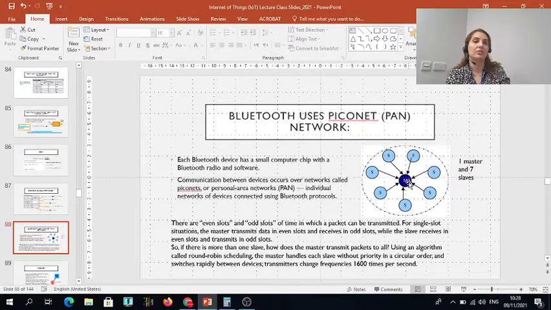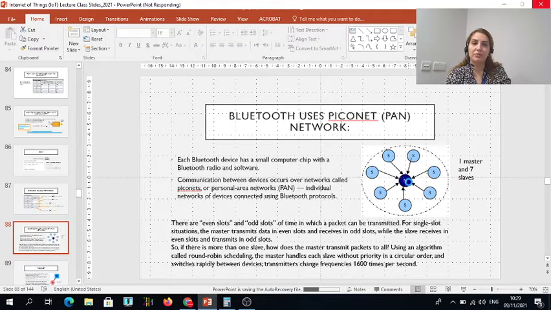But this is not the only scenario in which you would see Bluetooth connecting. There are even slots and odd slots of time in which a packet can be transmitted. For single slot situations, the master transmits data in even slots and receives in odd slots, while the slave receives in even slots and transmits in odd slots. So they don't interfere with each other. That's the reason why we have odd and even time slots.